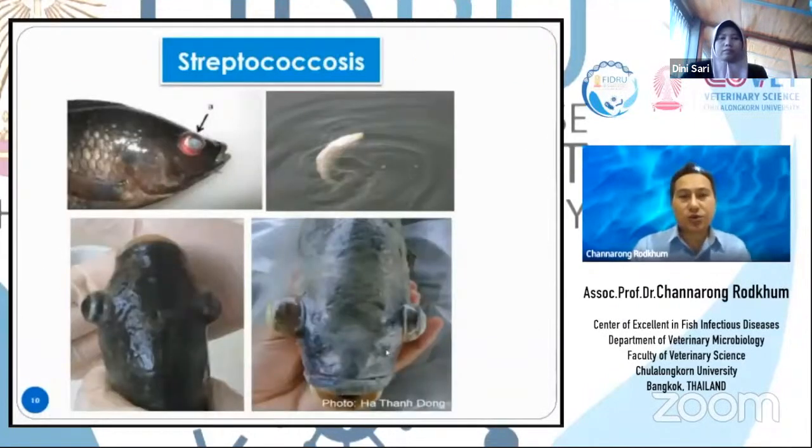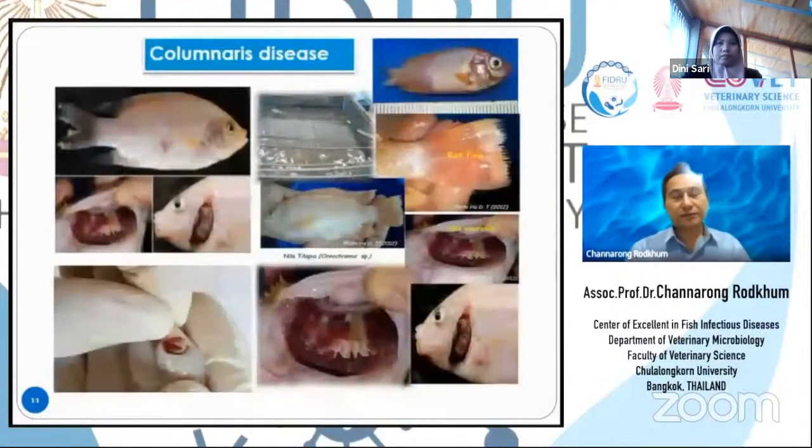This picture shows the clinical signs of streptococcosis in tilapia. It includes exophthalmos, or pop eye. You can see erratic swimming of the fish because the bacteria infect the brain or meninges of the fish, so it shows clinical signs of erratic swimming. Another clinical sign you can see is hemorrhage around the base of the fins and some areas of the body surface.